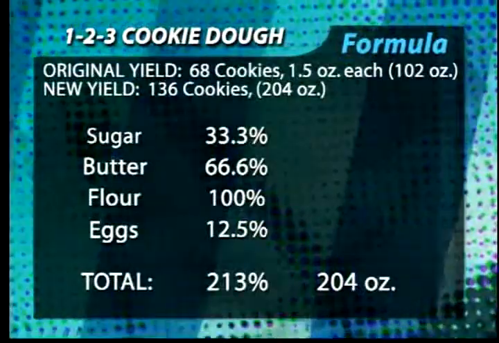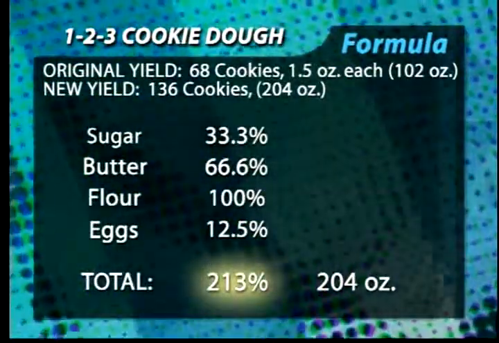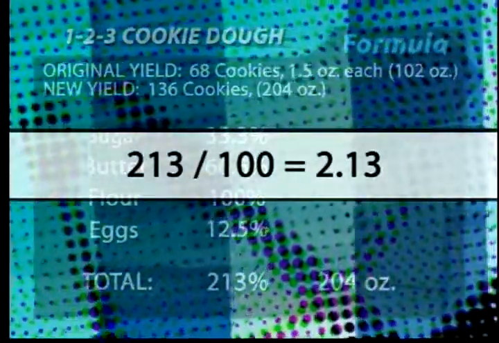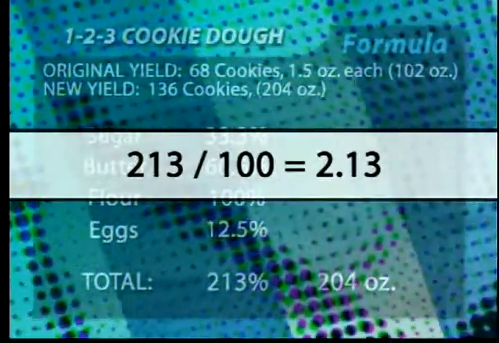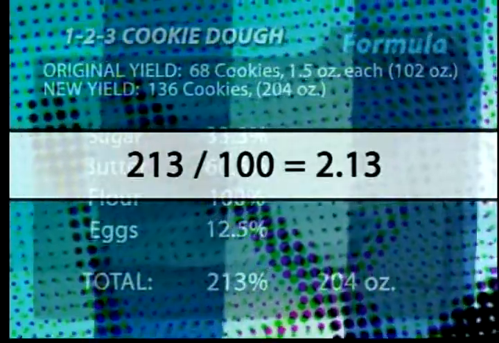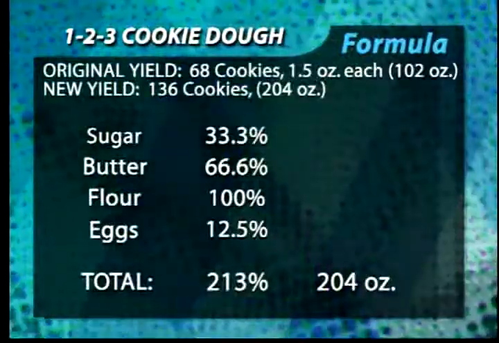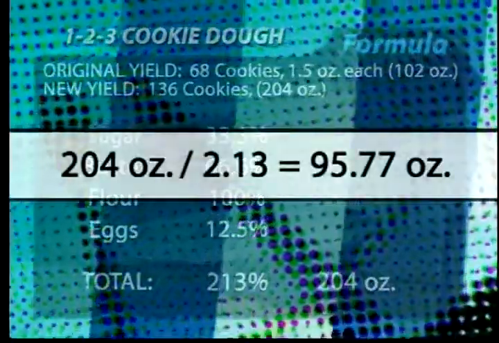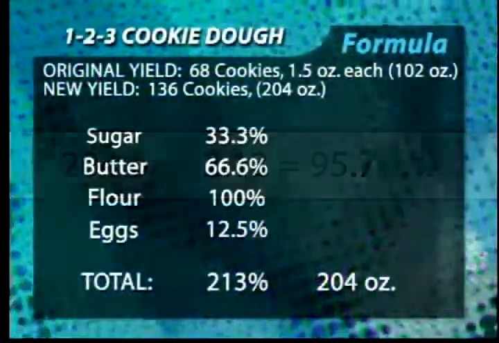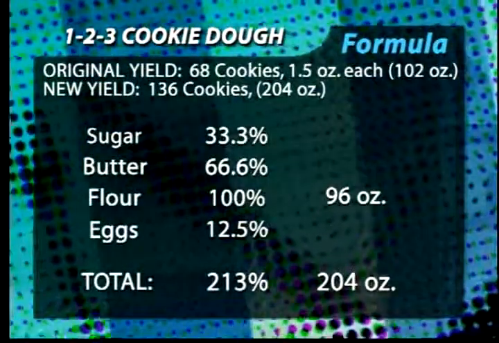Next, calculate the baker's percentage conversion factor. Find this number by dividing the total percentage by 100. 213% divided by 100 equals 2.13, so 2.13 is the conversion factor. We use the conversion factor to determine the required amount of flour for the new formula. Divide the total dough weight we will need, 204, by the conversion factor of 2.13, and we get 95.77, and round it up to 96. So now we know we need 96 ounces of flour.